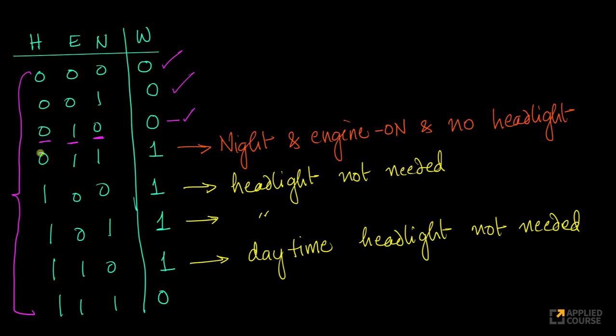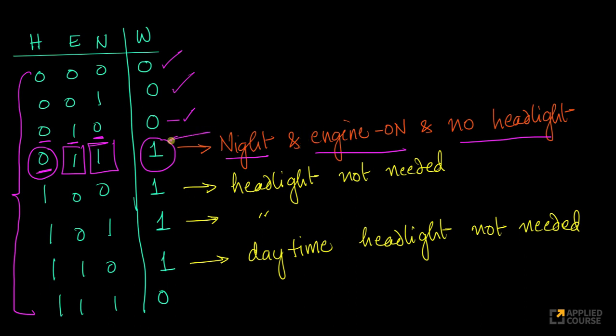Next, look at this. The headlight is off, the engine is on, and it is night time, which means you're most likely trying to drive because your engine is on at night time without the headlights on. And that is extremely dangerous. So the warning should be 1 because it is night time, the engine is on, and there are no headlights, which is extremely dangerous. You should never drive without headlights on at night, right? So this warning basically says there is something wrong. Please turn on your headlights, right? It doesn't tell you whether you should turn on or turn off. It just gives you a warning signal.